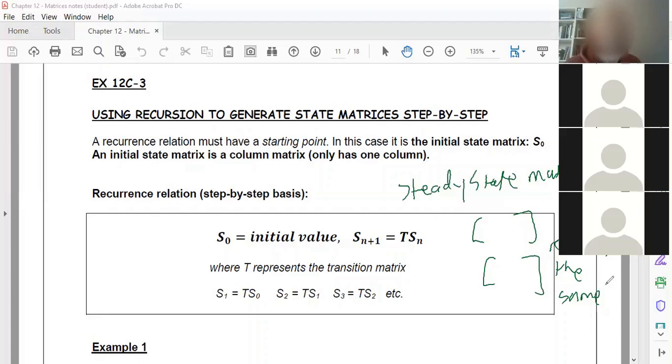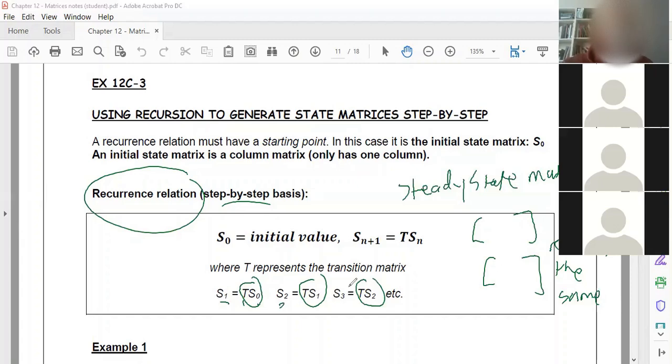Now, we can do it using a recurrence relation, which is a step-by-step one. So we find the first one by doing the transition matrix times the initial thing, to get S1, then the transition matrix times S1 to get the next one, then S2 times the transition to get S3, and so on and so on. It would take forever if we do it like that when we have to do a steady state. But let me show you an example of doing it.